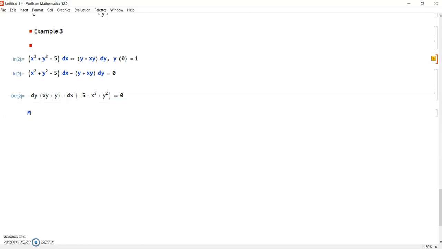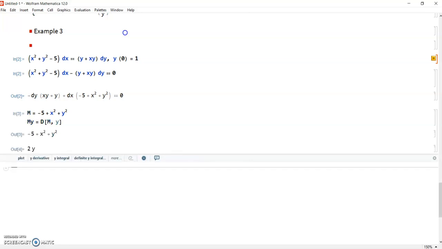So now M is equal to this, Control C, Control V. Okay, I will take a derivative of M with respect to y. So dM with respect to y, and then it will be 2y.